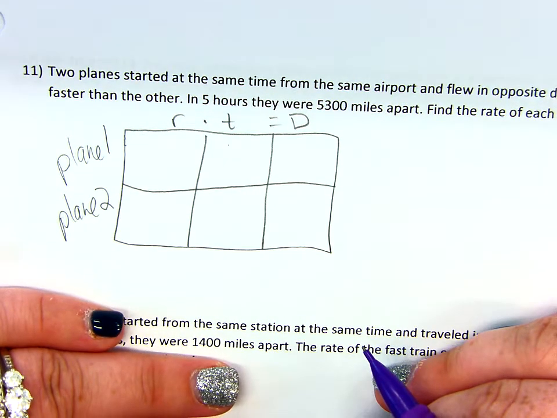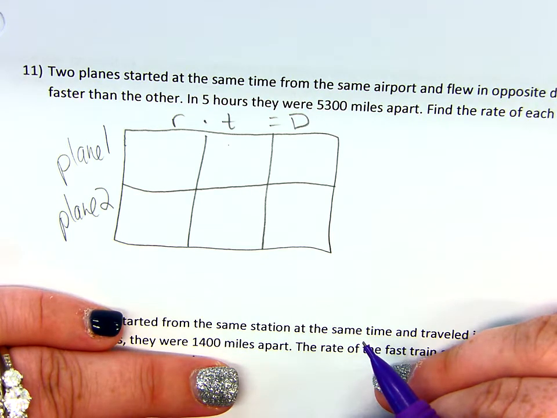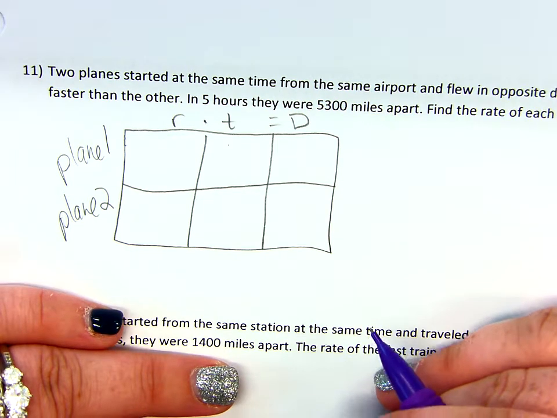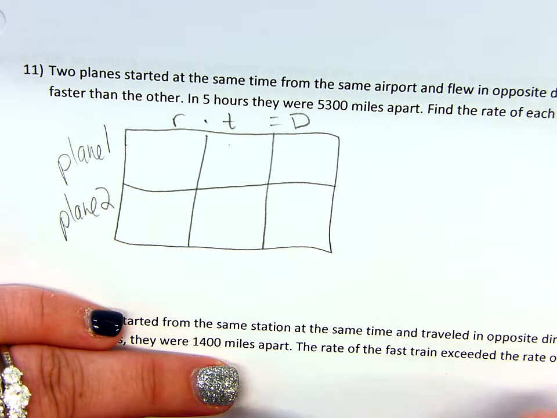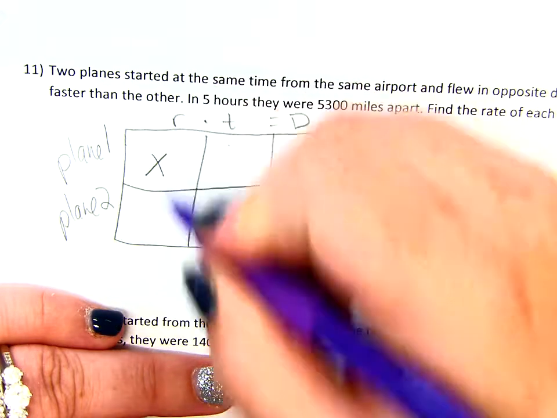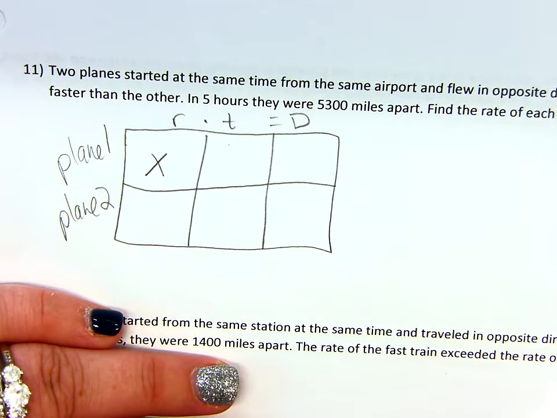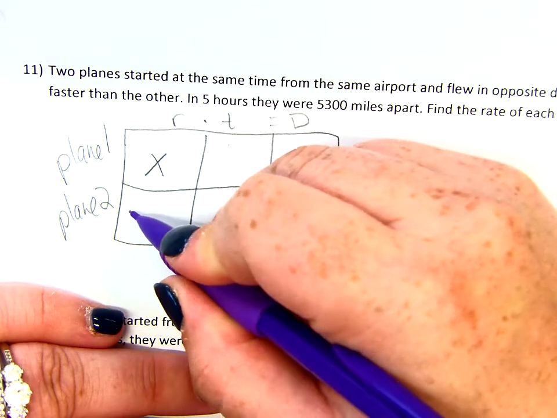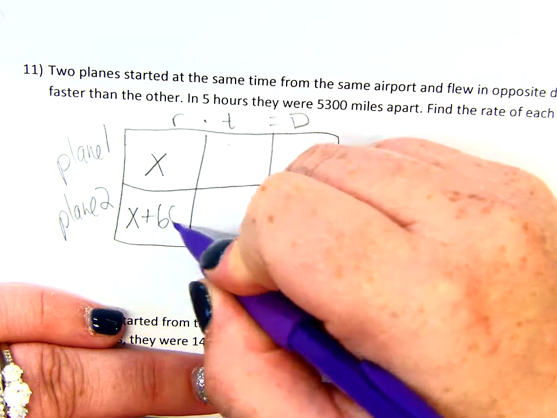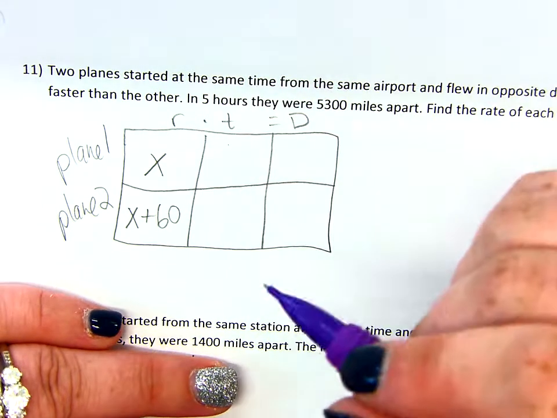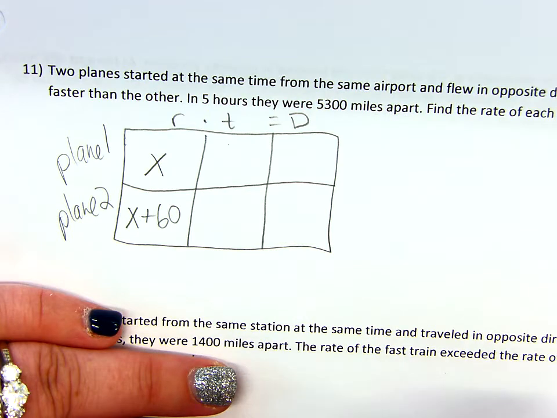So, this time though, do I know the rate of plane 1? No. And I don't know the rate of plane 2. I just know that one plane flew 60 miles per hour faster than the other. Does it matter which one I call X and which one I add 60 miles to? It doesn't matter. One of them is going to be X. The other one will be 60 miles per hour faster than that. So in math, that means 60 plus X or X plus 60, either way. So there's one having a rate 60 miles per hour faster than the other.